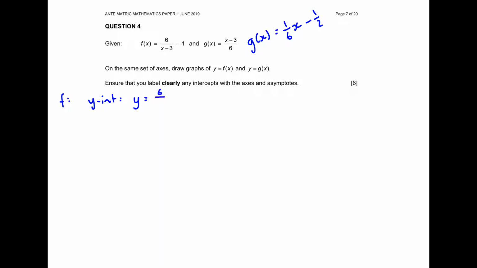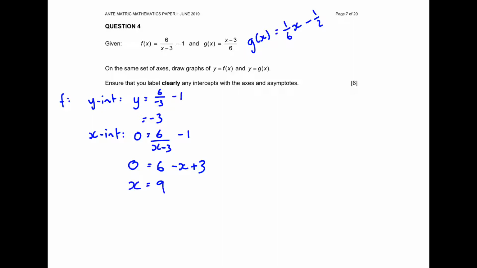So it'll be 6 over minus 3, minus 1, which is negative 3. For the x-intercept, we're going to let y equal 0. So 0 is equal to 6 over x minus 3, minus 1. All right, multiply everything by x minus 3 to get rid of the fraction. So 0 times x minus 3 is 0. Then we have 6. Then we have minus 1 times x minus 3, so it becomes minus x plus 3. Okay, and then solve for x. So x is 9. So our y-intercept of f is negative 3. Our x-intercept of f is positive 9.